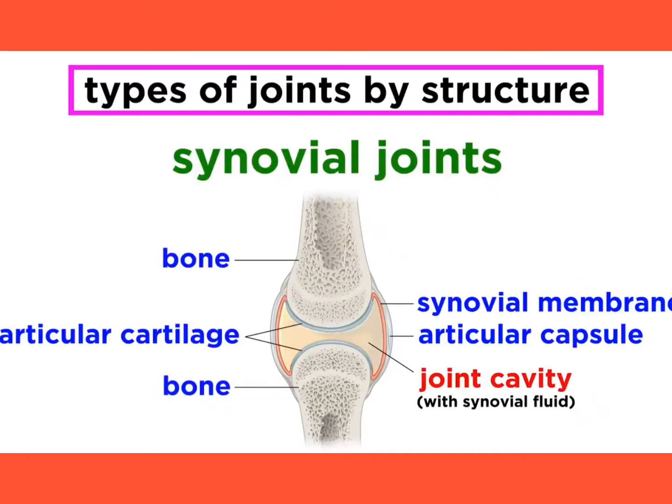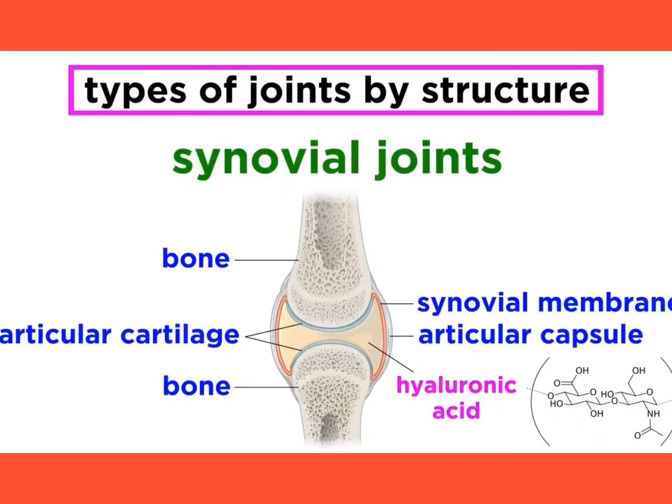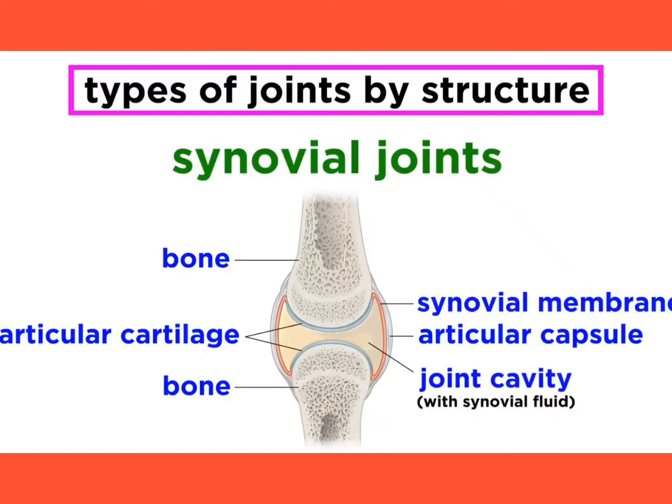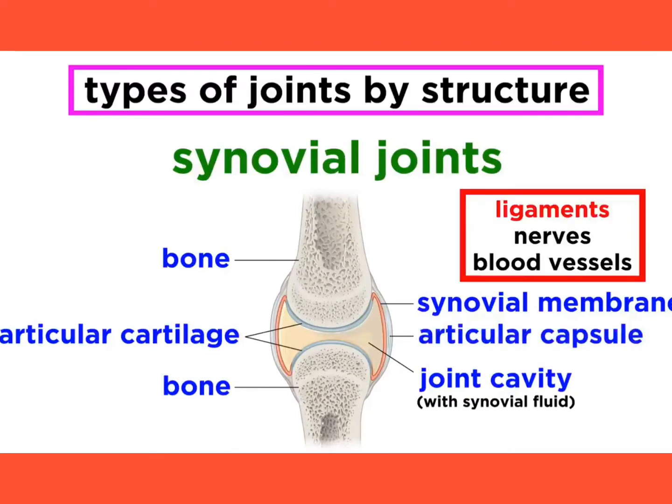This contains synovial fluid, which is very viscous, containing hyaluronic acid secreted by cells that are in the nearby synovial membrane. This fluid acts as a lubricant and reduces friction between the layers of cartilage. The synovial membrane, together with the fibrous layer that flanks it, comprise the articular capsule. And beyond that are some reinforcing ligaments, as well as nerves and blood vessels.